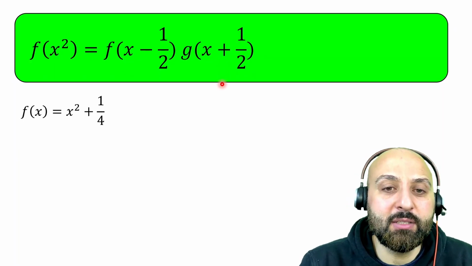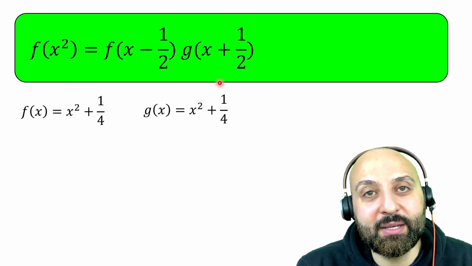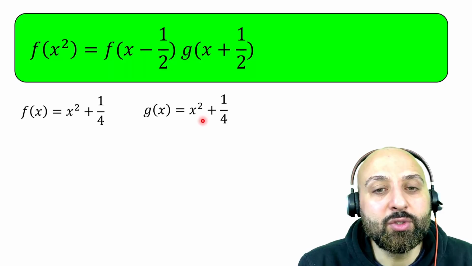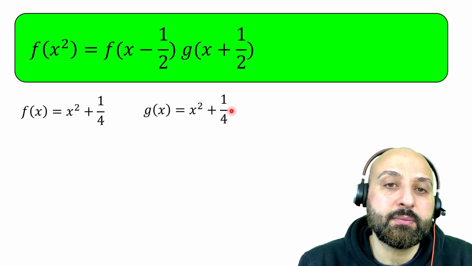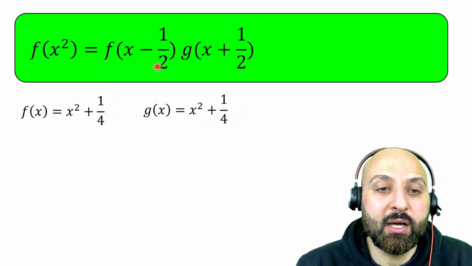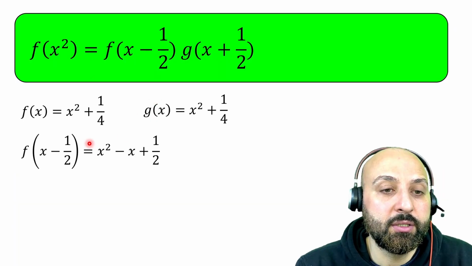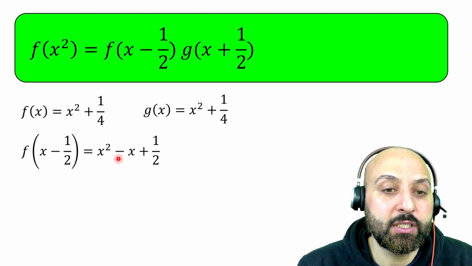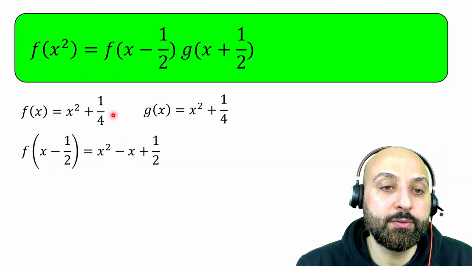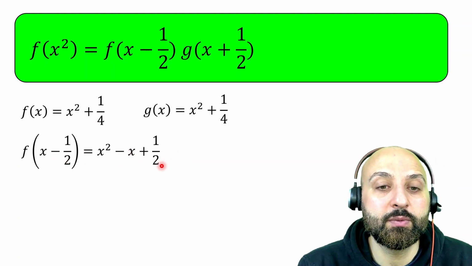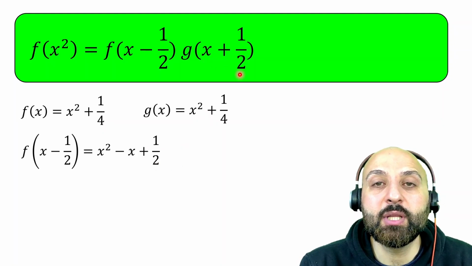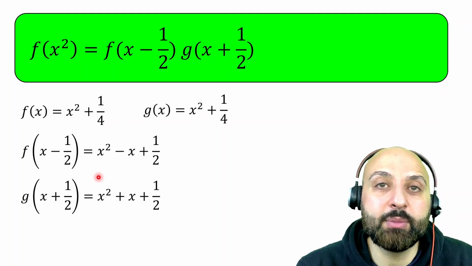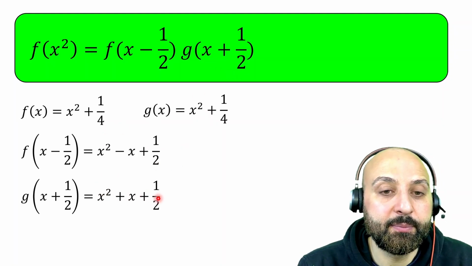I have done this already, so I'm going to do it the other way around. Assume that g(x) is also x^2 plus 1/4. So let's evaluate f(x minus 1/2). In this case, it will be this term power 2. So the first one squared, x^2, minus the first one times the second one times 2. That one gives us minus x plus 1/4. And we have another 1/4. It gives us 1/2. And g(x plus 1/2), in the same way, becomes x^2 plus x plus 1/2.